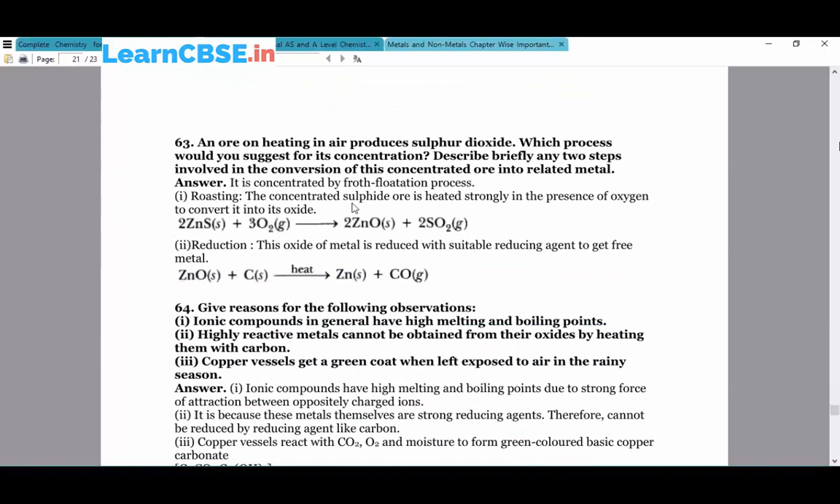An ore on heating in air produces sulfur dioxide. Which process would you suggest for its concentration? Describe briefly any two steps involved in the conversion of this concentrated ore into the related metal. It is concentrated by the froth flotation process. Next is roasting. Roasting is nothing but heating the ore in the presence of a large supply of oxygen. So ZnS plus oxygen gives zinc oxide plus SO2 gas. Once it converts into zinc oxide, we have to do the reduction with carbon. So it forms zinc plus carbon monoxide.